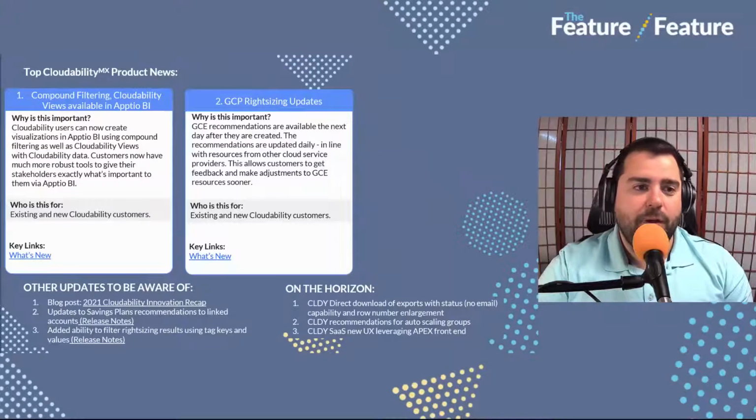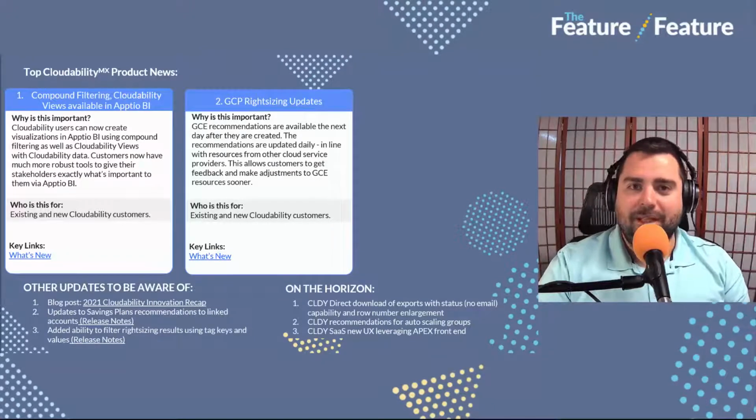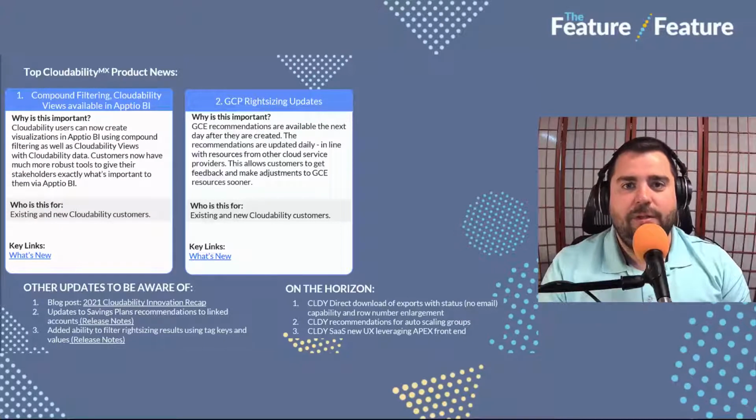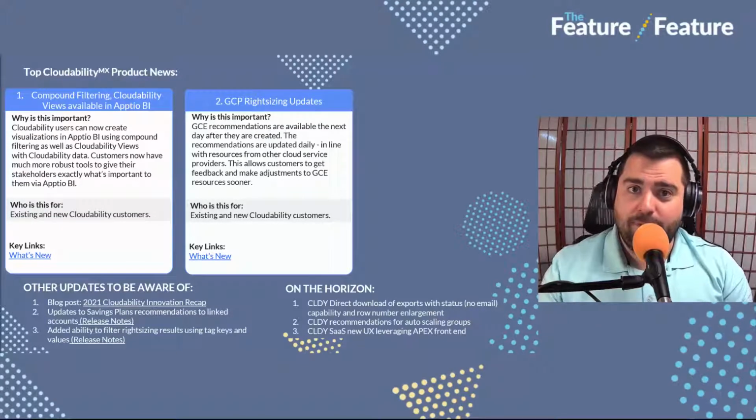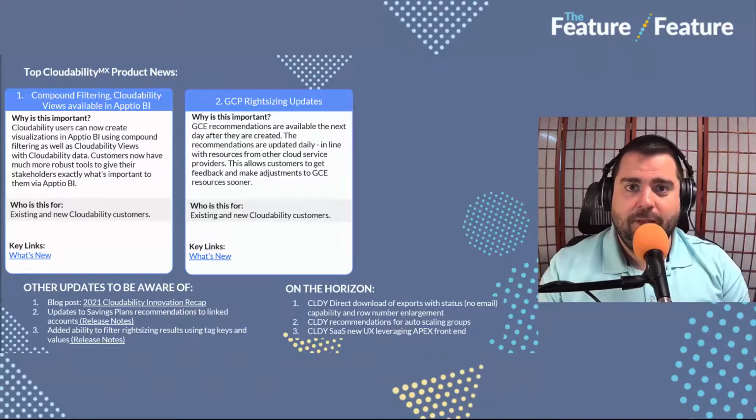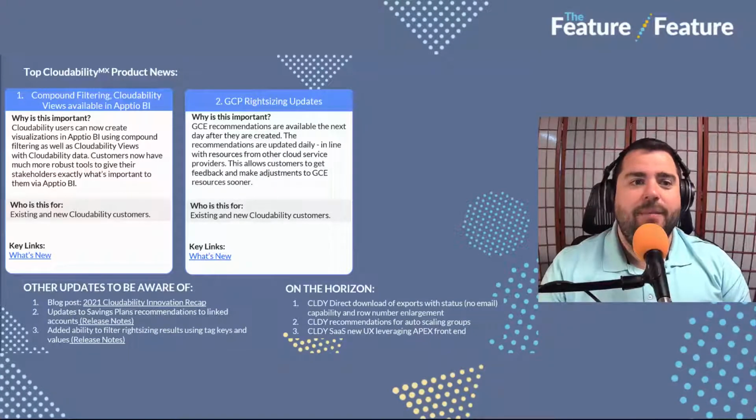So for the Cloudability product family, we've got compound filtering and Cloudability views that are available in Aptio BI. We talked about this a little bit last month with Sammy and got some details on that, but basically there's a lot more information from Cloudability that's available now in Aptio BI. So you can take that information, trim it, combine it with information from other platforms in the Aptio BI solution, and share that out as trimmed and secure reports with your team. And there's a lot more coming with Aptio BI, so keep on the lookout for that as well.